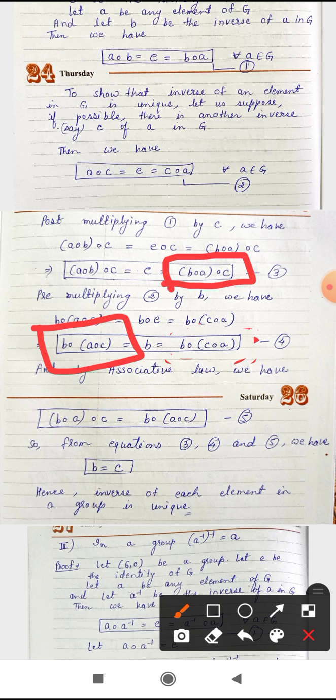So, by associative law we have b operation a in bracket operation c is equal to b operation in bracket a operation c. So give it as equation 5. So now from equations 3, 4 and 5 we have b is equal to c. Hence inverse of each element in a group is unique.